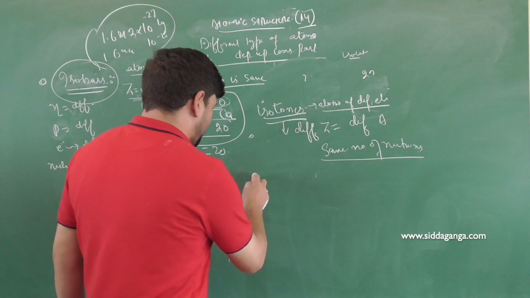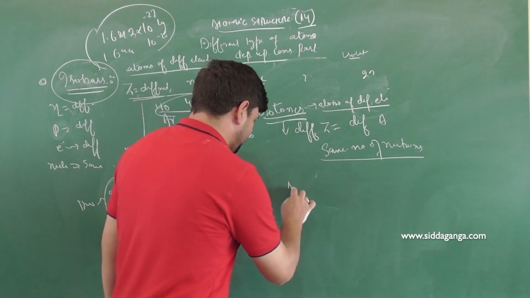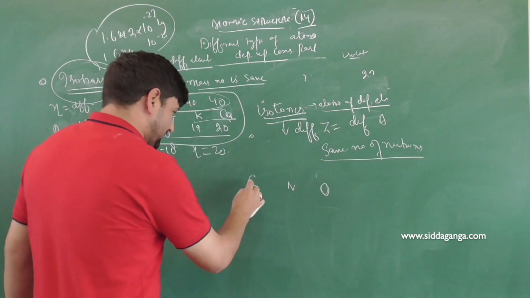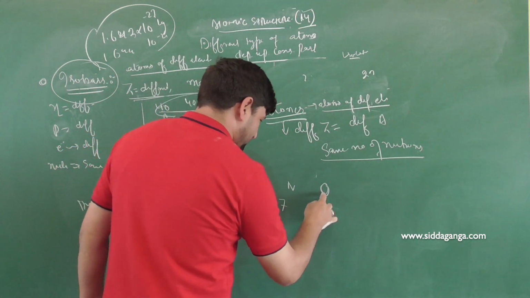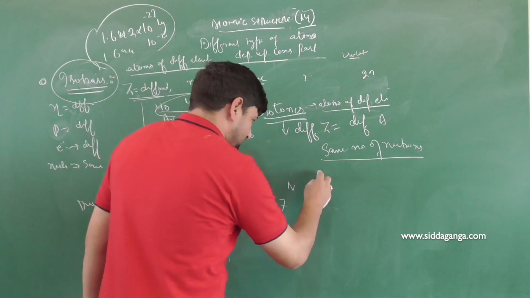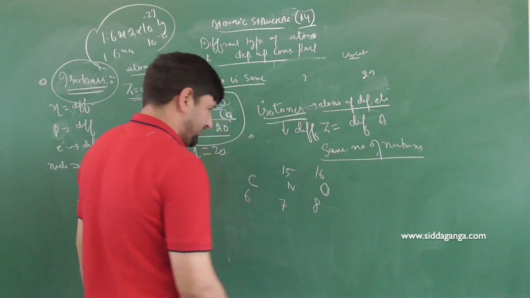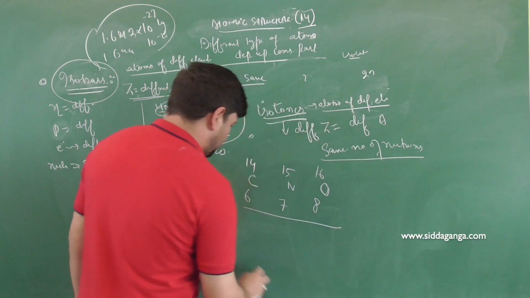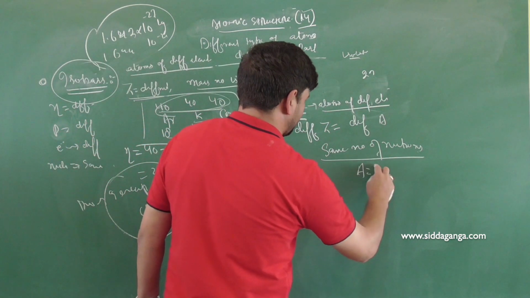Suppose we have carbon, we have nitrogen, we have oxygen. We know the atomic number of carbon is 6, nitrogen is 7, oxygen is 8, and the mass numbers are 14, 15, 16. Now if you count the number of neutrons here, what is atomic mass equal to?